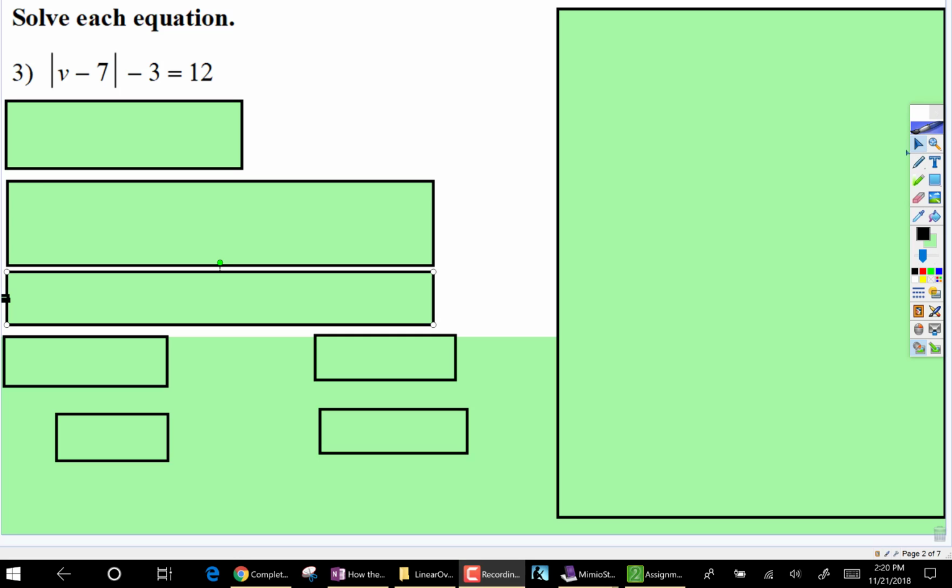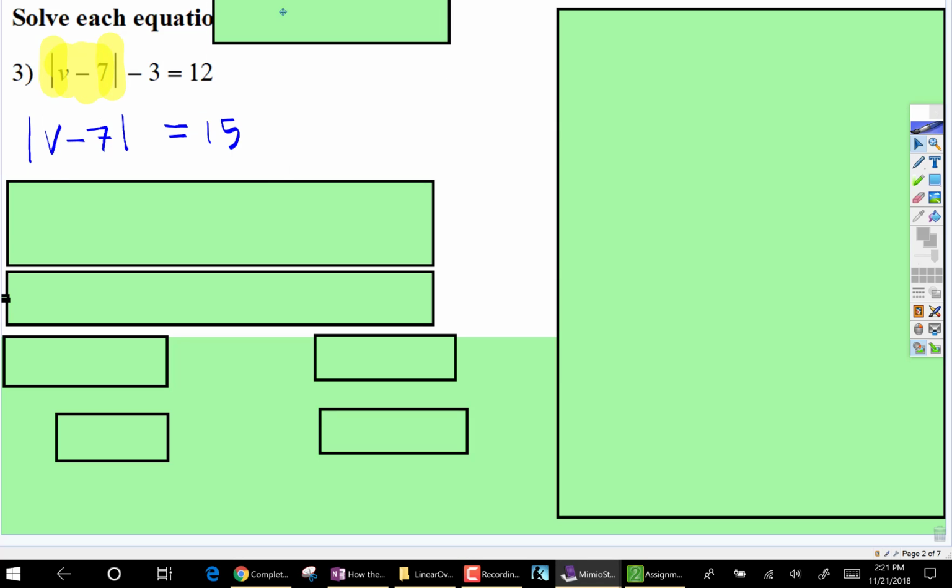Okay, the thing to remember about absolute value equations, almost always there's going to be two solutions. So the first thing you want to do is get the absolute value stuff by itself. You want to isolate for the absolute value. So in this case, we would add 3 to both sides.